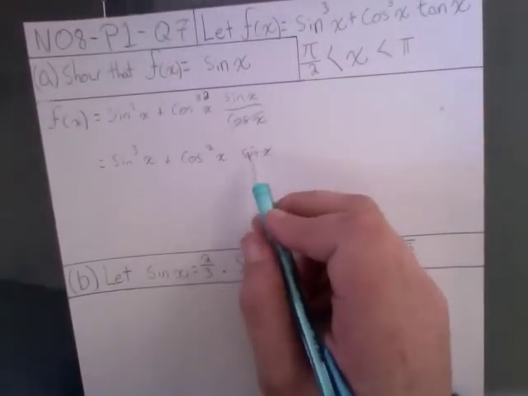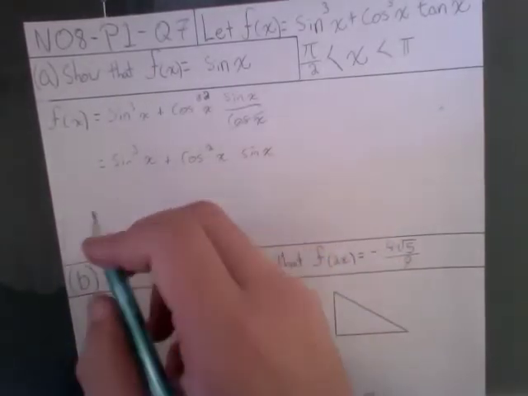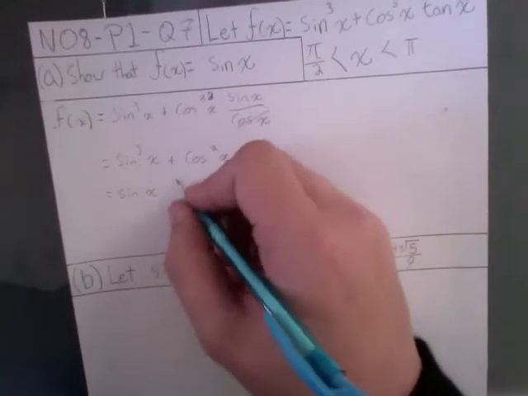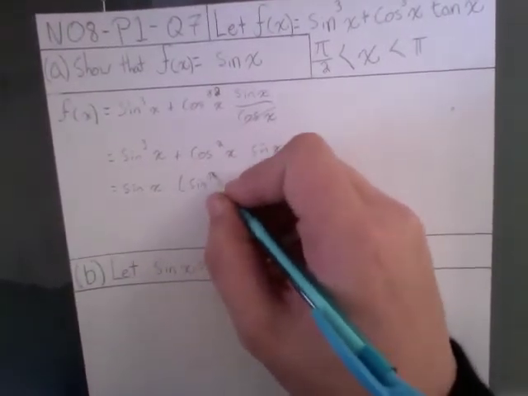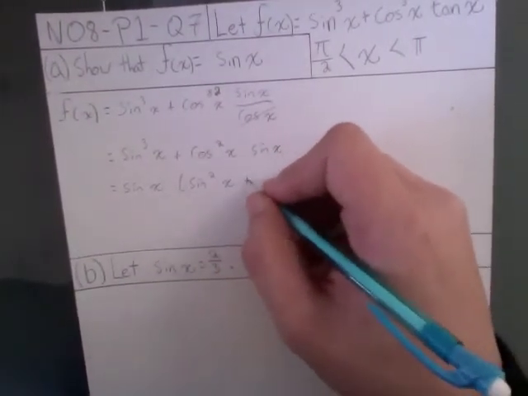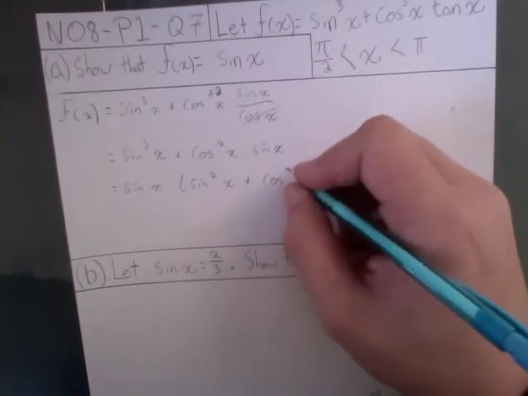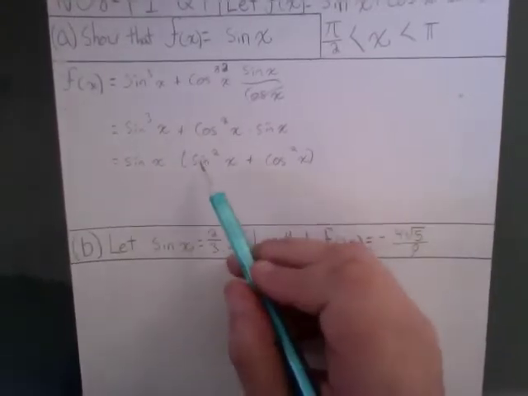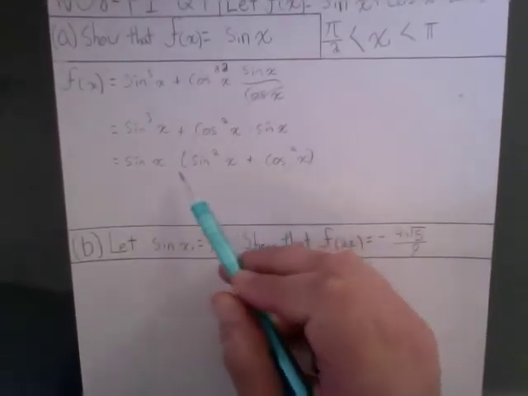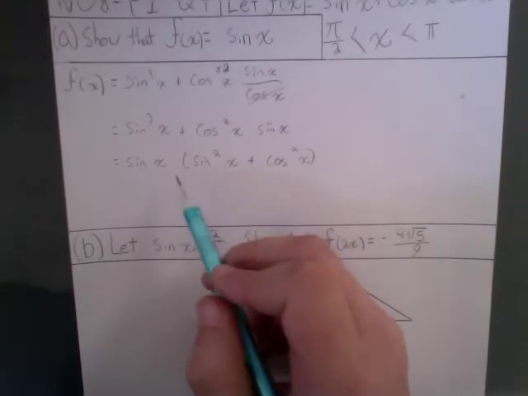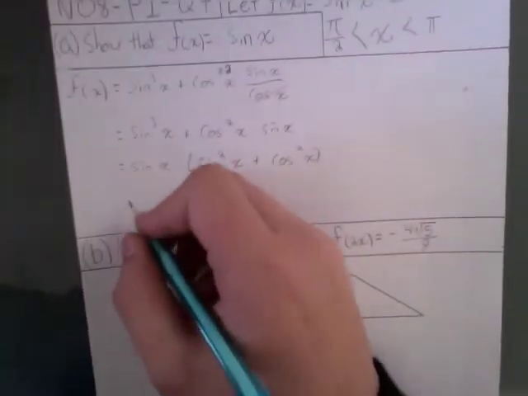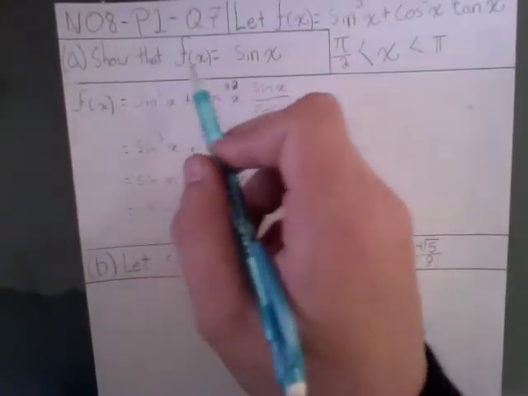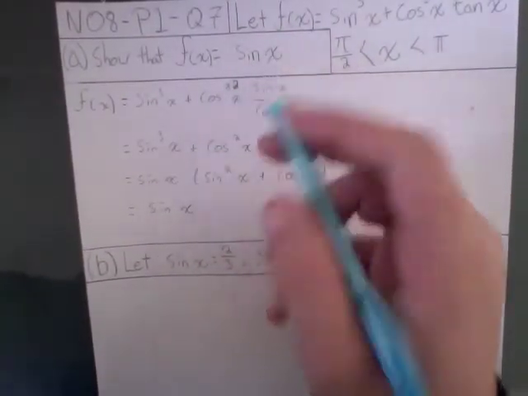Now we have a common factor here, sine x, and a sine x from here, so we can factor that out. We get sine x times sine squared x plus cosine squared x. Now, if you look at your trigonometric identities, you'll find that sine squared x plus cosine squared x equals 1. So we have sine x times 1, which is just sine x. Now we've shown that f(x) simplified becomes just sine x.